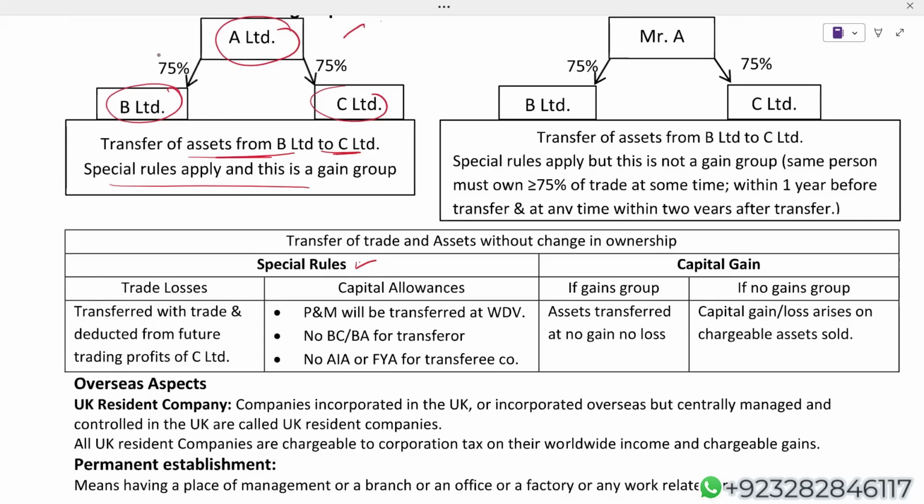Under the special rule, what happens? Trading losses transfer with the trade and are deducted from the future trading profit of C. Capital allowances: plant and machinery will be transferred at written down value. There will be no balancing charge, no balancing allowance for transfer, and no AIA or first year allowance to the transferee, meaning C.